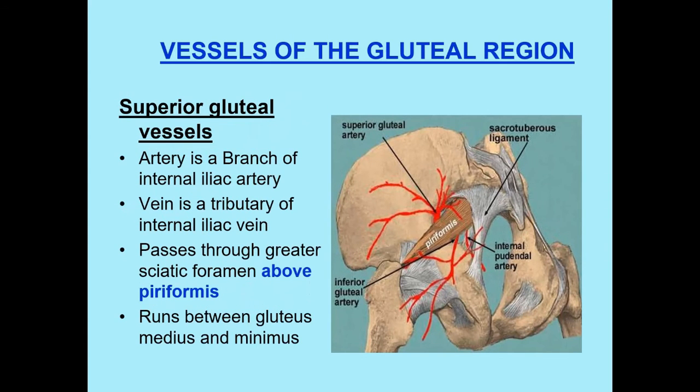Now, superior gluteal vessels. Artery is a branch of the internal iliac artery. Vein is a tributary of the internal iliac vein. Passes through the greater sciatic foramen above the piriformis. Runs between gluteus medius and gluteus minimus.